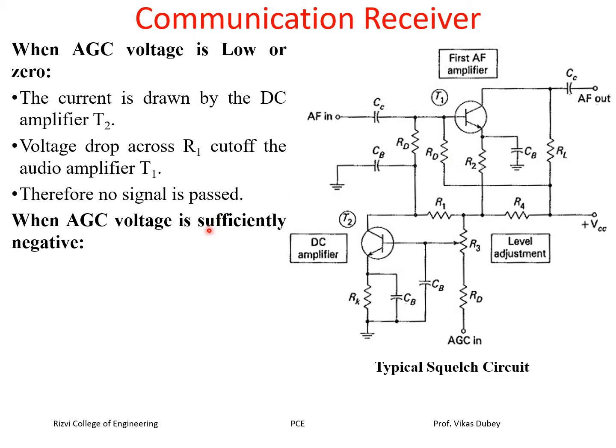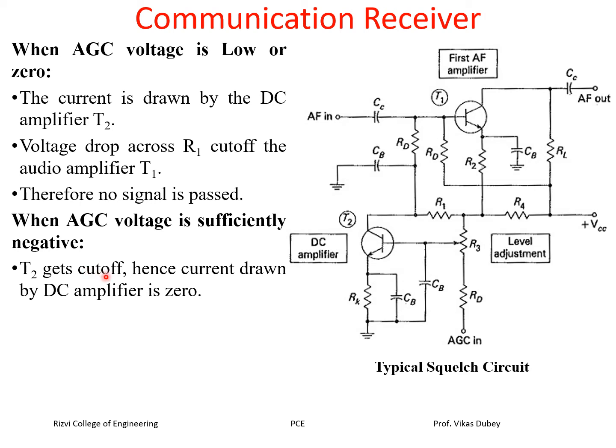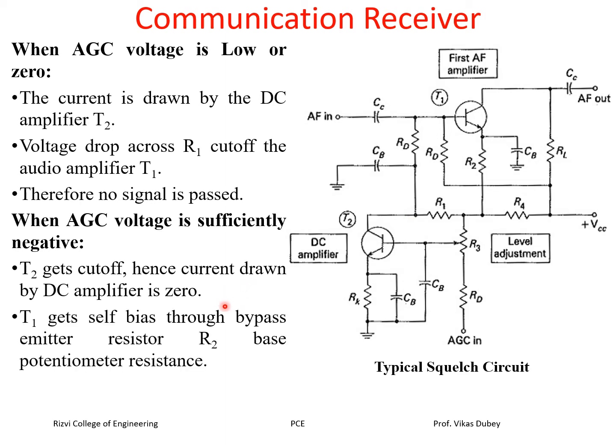Now when the AGC voltage is sufficiently negative, T2 gets cut off. T2 will not be operating, due to which T1 will operate because there is no voltage drop here. So T2 gets cut off, hence the current drawn by the DC amplifier is 0. T1 gets self-biased through the bypass emitter resistor R2.